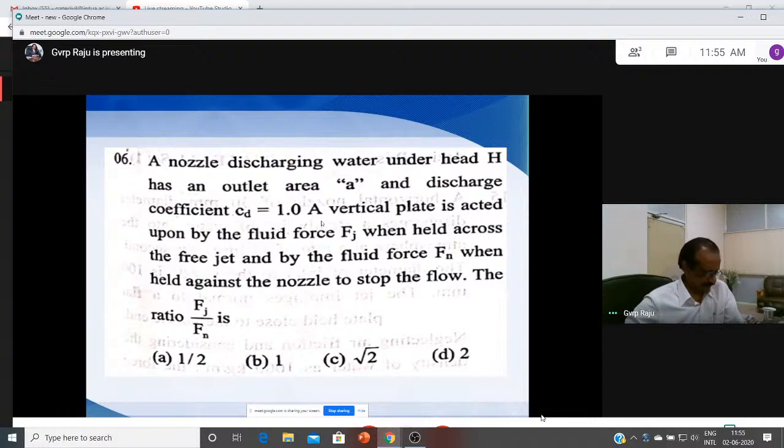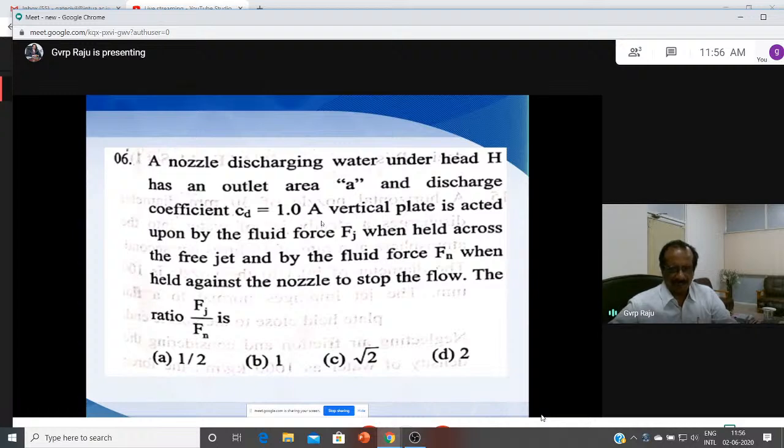Six. A nozzle discharging water under head H has an outlet area A and discharge coefficient CD equal to 1. A vertical plate is acted upon by the fluid force Fj when held across the free jet and by the fluid force Fn when held against the nozzle to stop the flow. So the ratio of Fj by Fn.